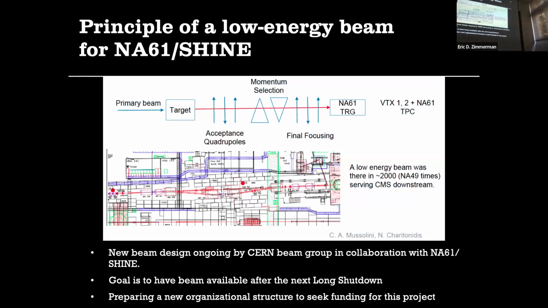So CERN has designed a new tertiary branch of the beamline. It's still a secondary beam. It's a tertiary branch, and this has been done in close collaboration with the detector. And the goal is really to have beam available after the next long shutdown. It would be great to have it available before the long shutdown, especially for the short baseline neutrino program. That seems to be a heavy lift at CERN right now. So I think we're really not expecting to have this before the long shutdown coming up.